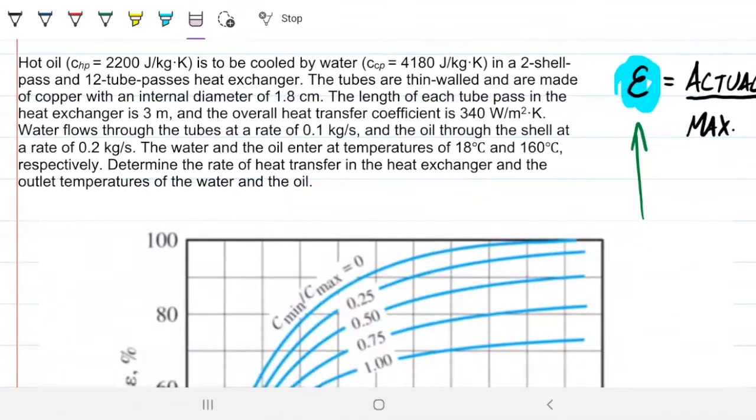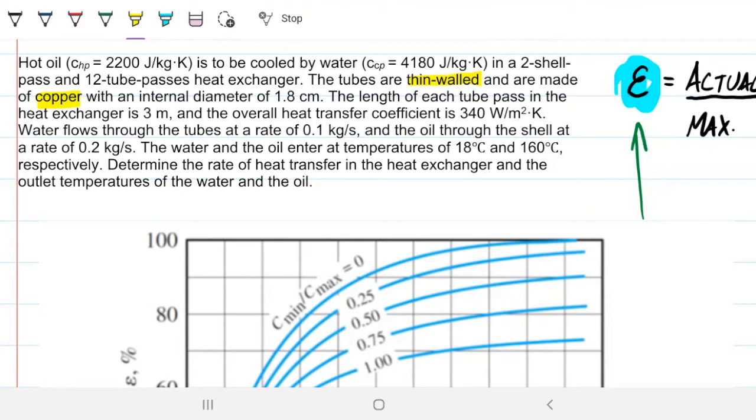So hot oil with a given specific heat is cooled by water in a 2-shell pass, 12-tube pass heat exchanger. The tubes are thin-walled and are made of copper with an internal diameter of 1.8 centimeters. So already we see the same tip as before. Thin-walled, right? And of copper, which is a material that's very thermally conductive. So this is saying, disregard the resistance due to conduction because of the tube. Also thin-walled. The outside area of the tube is very, very similar to the inside area of the tube.